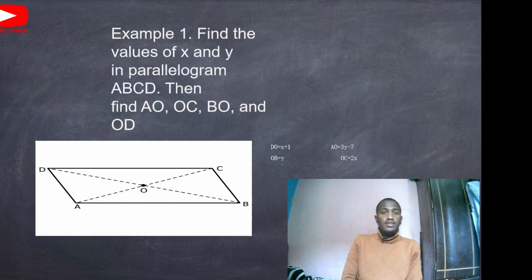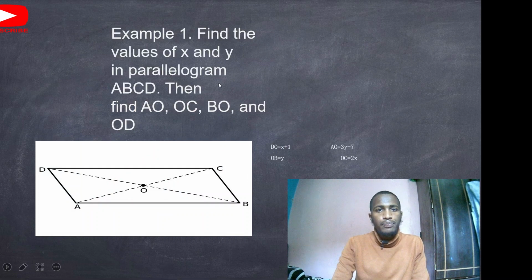Based on this, there is a question here. I can give you 2 minutes. You can stop the video for 2 minutes and you can find it. Find the value of x and y in a parallelogram. We have ABCD. This parallelogram we are given. So we are going to find the value of AO and OC, OD and OB. So we can find this simply.